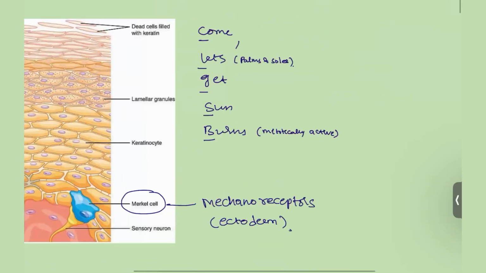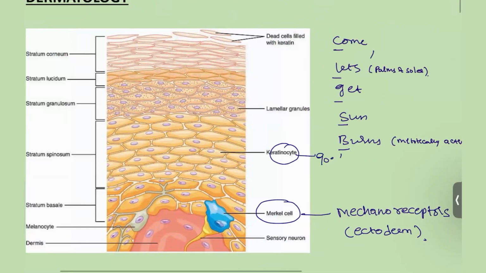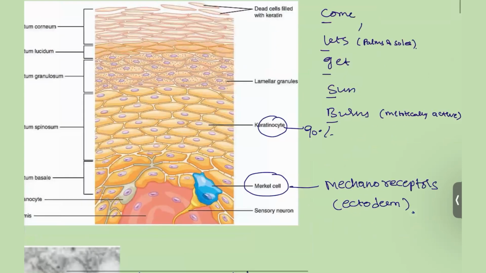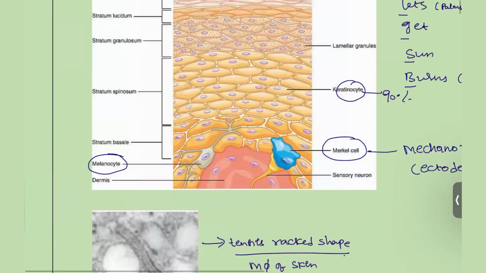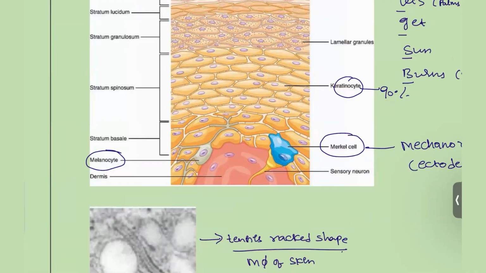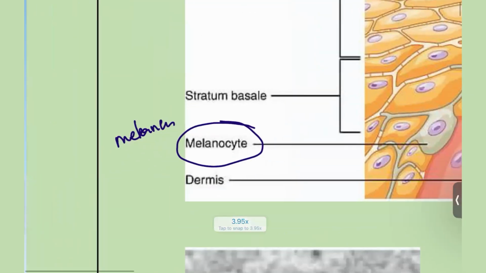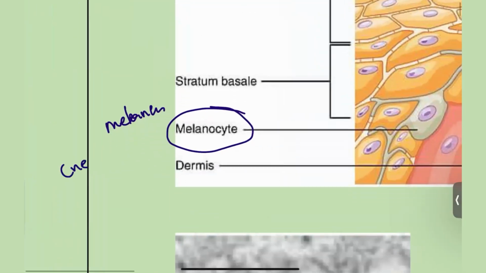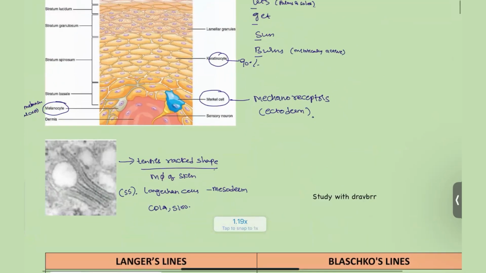Next, we also have the keratinocytes. Almost 90% of our skin is keratinocytes only. Next we also have the melanocytes. Here you can see the melanocytes. These are usually present in the basal region and produce melanin for our skin tone. Melanocytes are derived from the neural crest. These are the important points that you have to take note of.